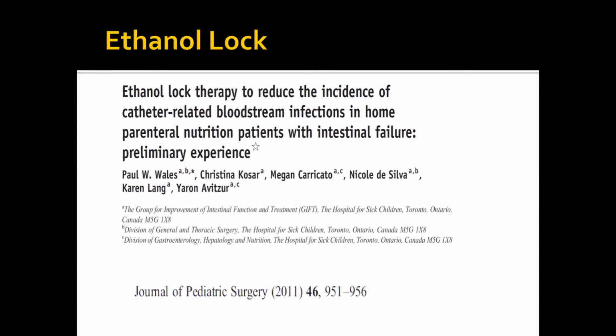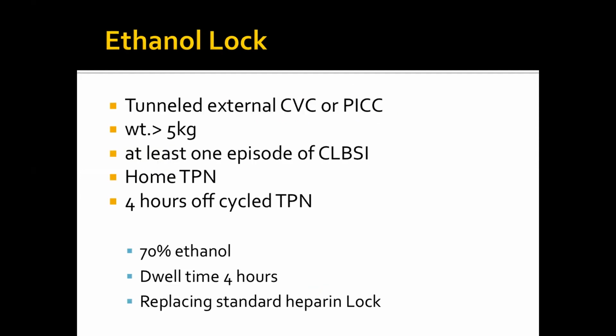This is a study comparing ethanol lock versus nothing, published by Dr. Paul Wales from Sick Kids. Patients with tunneled central line catheters, more than 5 kilos, with a history of one episode of CLABSI, on home TPN, had 4 hours off-cycle from TPN, so the TPN ran over 20 hours, and they used 70% ethanol. Dwell time was 4 hours when the TPN is off, replacing the standard heparin lock.